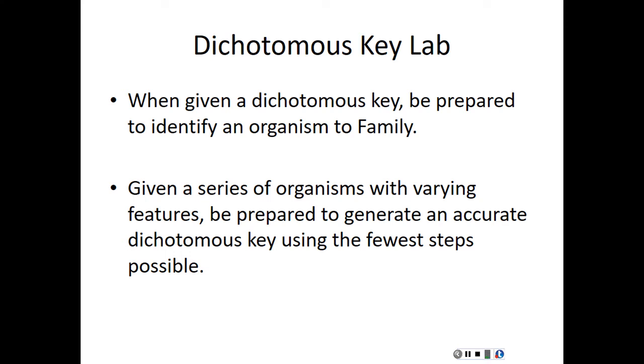Also, you need to be able to construct your own dichotomous key. What we might give you is a series of organisms that have varying features, kind of like those buttons. On your lab 7 there were several different kinds of buttons, and you had to generate a dichotomous key using their different features. You need to be able to do that as well, in the proper format of a dichotomous key, and using as few steps as possible.